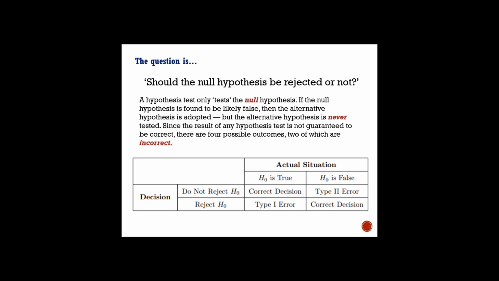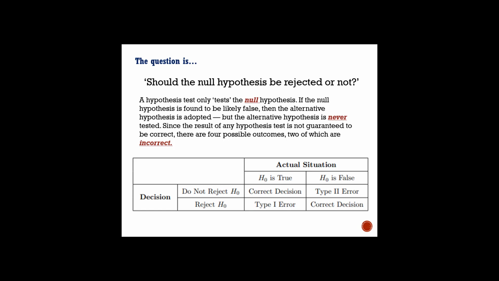Now, since the result of any hypothesis test is not guaranteed to be correct, there are four possible outcomes. Two of these possible decisions are incorrect. And you need to be familiar with these. Now, I've put it in a little chart here that I would draw myself, learn. I would go over it until you understood this one, okay? And it tells you the actual situation, and it says the decision that was made. Now, there are four possible outcomes.